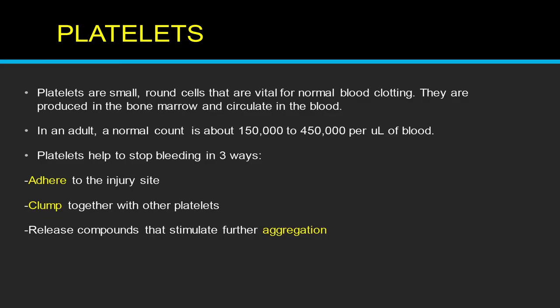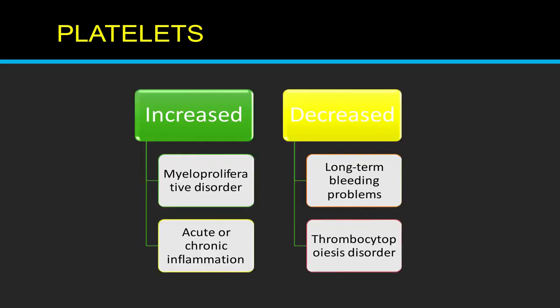We all know that platelets are small round cells that are vital for normal blood clotting, and the normal range in an adult patient is 1.5 to 4.5 lakhs per microliter. They help stop bleeding using 3 mechanisms: adhesion, clumping and aggregation. Platelet counts can be increased in myeloproliferative disorders, acute and chronic inflammatory conditions, even iron deficiency anemia. They can be decreased in long-term bleeding disorders, thrombocytopenic disorders and even megaloblastic anemia.